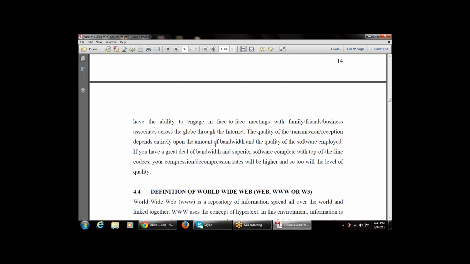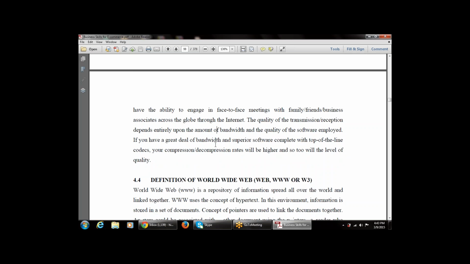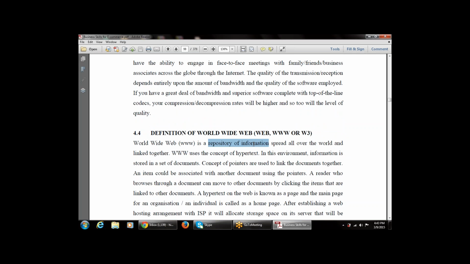Now the next part is WWW, which is today's topic. That is, what is WWW and why are we using it? WWW is also known simply as the web, World Wide Web, or W3. We can refer to the WWW by any name, either web, WWW, or W3. So this says WWW is a repository of information. This is the main important point.